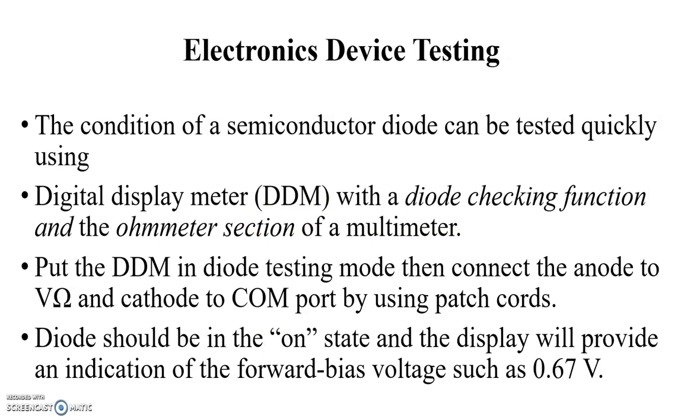First of all, put the DMM in the diode testing mode. Then connect the anode to the positive terminal of the DMM and the cathode to the negative terminal of the DMM using patch cords. Now the diode is in the on state. So the display will provide an indication of the forward bias voltage, such as 0.67 volts for silicon and 0.3 volts for germanium.